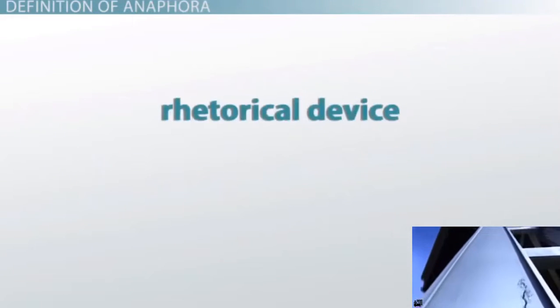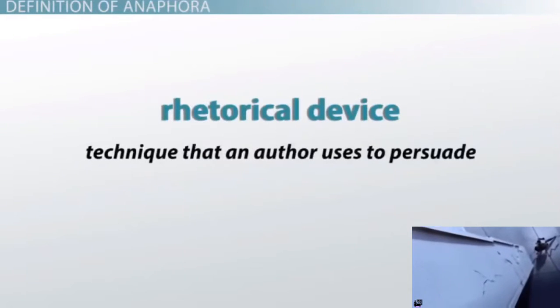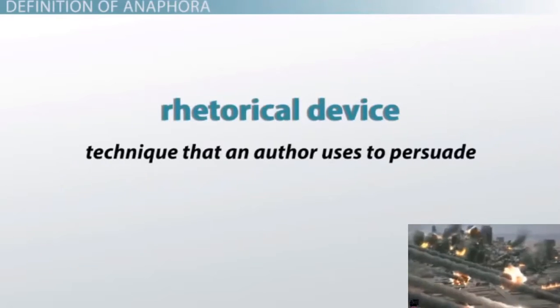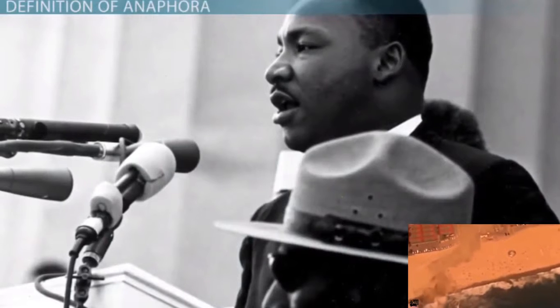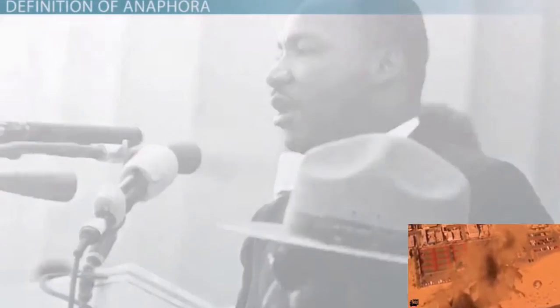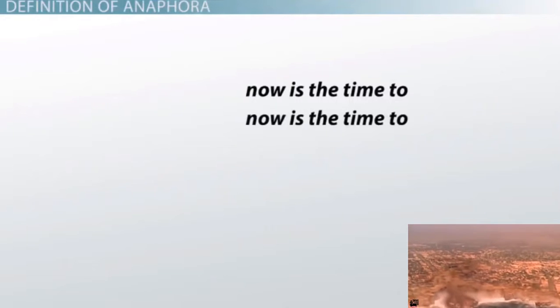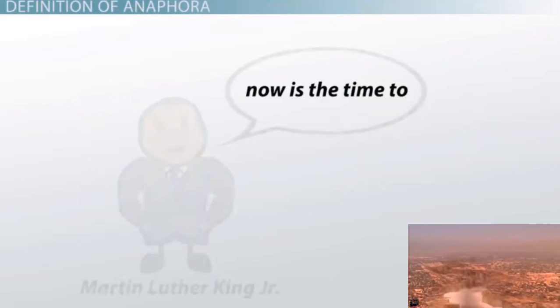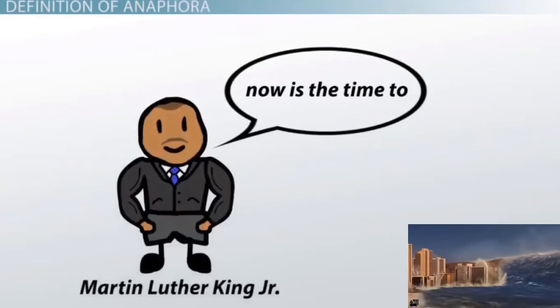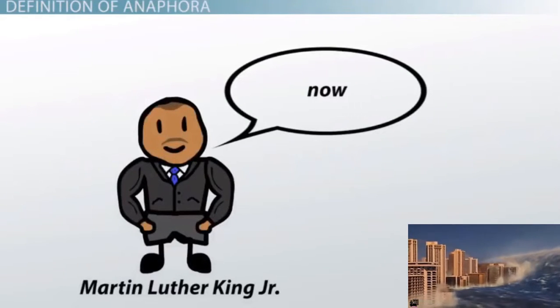As a rhetorical device, or a technique that an author uses to persuade, anaphora is used for the purpose of generating a particular effect in your audience. As you can see in the example, the phrase "now is the time to" is repeated for a particular effect. Keep in mind that anaphora can be the repetition of a whole phrase, as in Martin Luther King Jr.'s speech, or of just a single word.